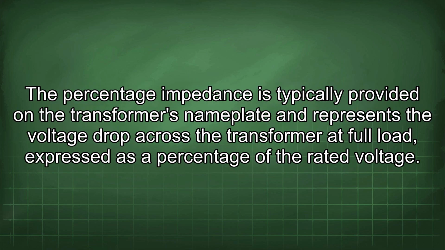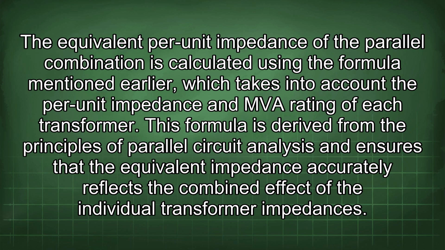The percentage impedance is typically provided in the transformer's nameplate and represents the voltage drop across the transformer at full load, expressed as a percentage of the rated voltage. The equivalent per unit impedance of the parallel combination is calculated using the formula mentioned earlier, which takes into account the per unit impedance and MVA rating of each transformer. This formula is derived from the principles of parallel circuit analysis and ensures that the equivalent impedance accurately reflects the combined effect of the individual transformer impedances.